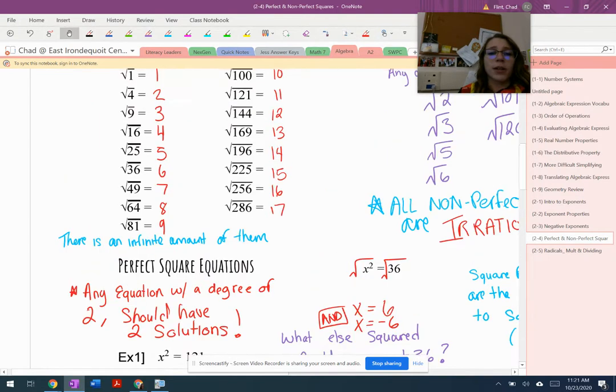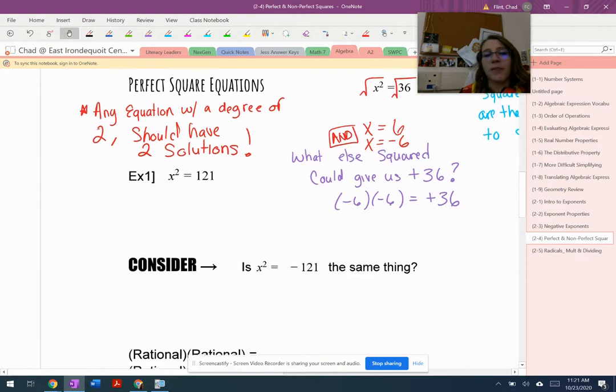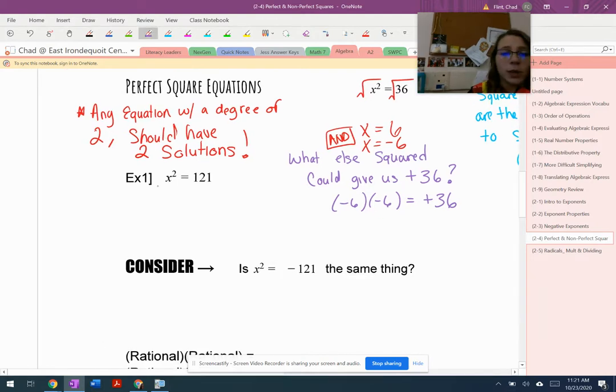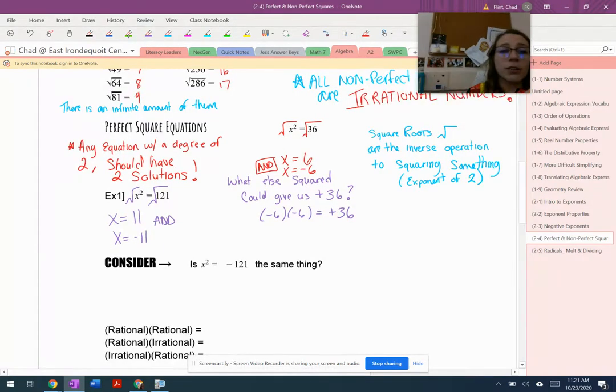Well, if I go back to my list, the square root of 121 is 11. So when I square root both sides, I know I get the answer of x equals 11. But remember, that's not the only number times itself that gets me 121. You got to remember that negative solution. And x equals negative 11. Don't forget that negative solution.